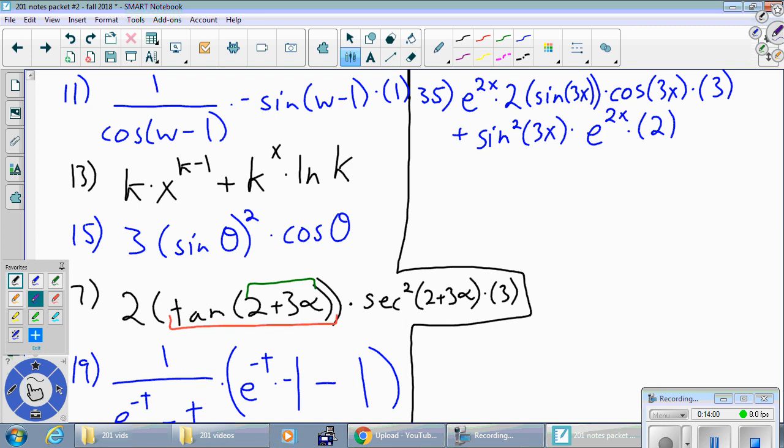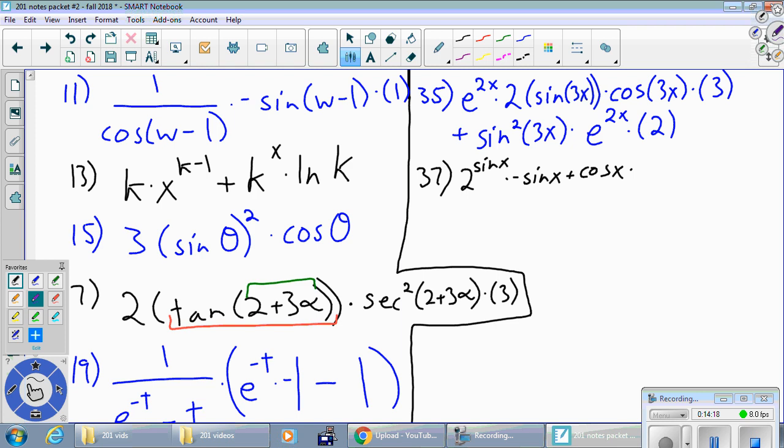Okay, moving on to 37. This is a product rule. So we go first times the derivative of the second, cosine becomes negative sine, plus the second times the derivative of the first.